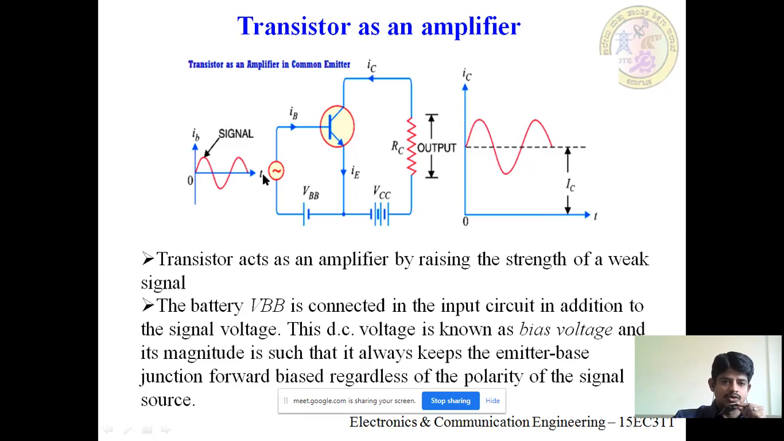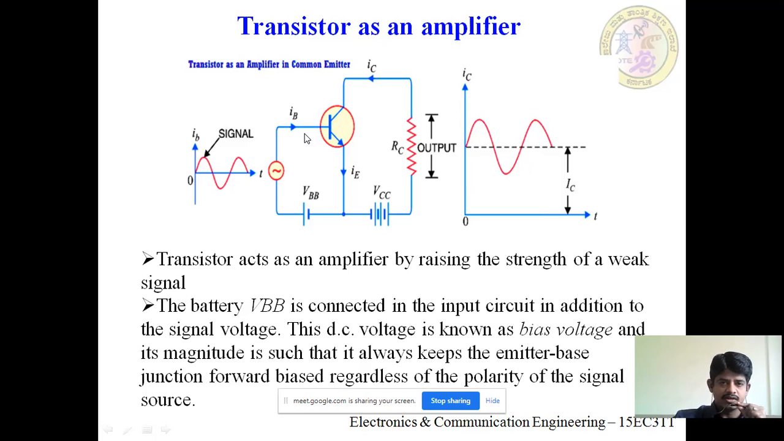So this is in addition to this. This is the information signal that you want to amplify, but this VBB is nothing but a voltage given to set the transistor in an on condition. Remember that this DC voltage you are applying to turn on the transistor is called a bias voltage.